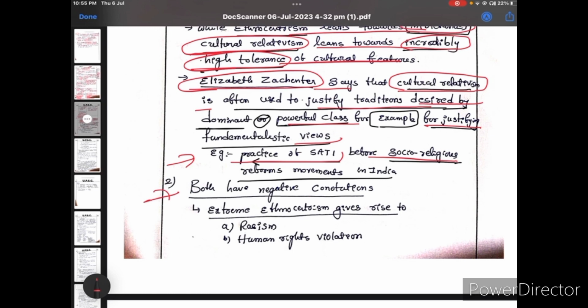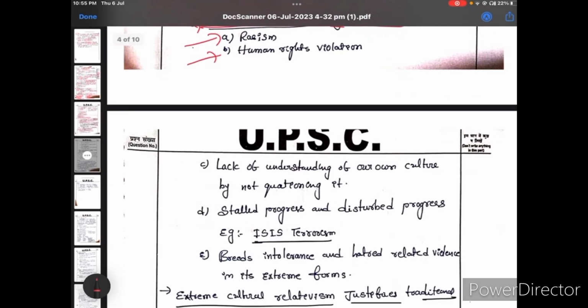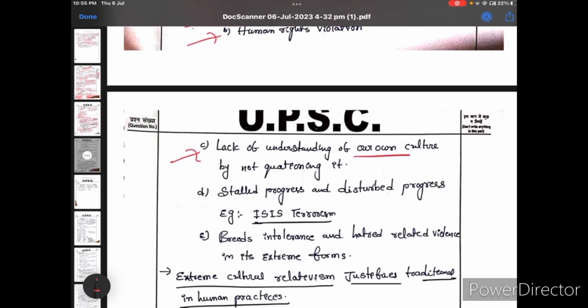Okay, and both have negative connotations. Here I wrote that extreme ethnocentrism gives rise to, what does extreme ethnocentrism give? Racism, human rights violations, and a lack of understanding of our own culture.